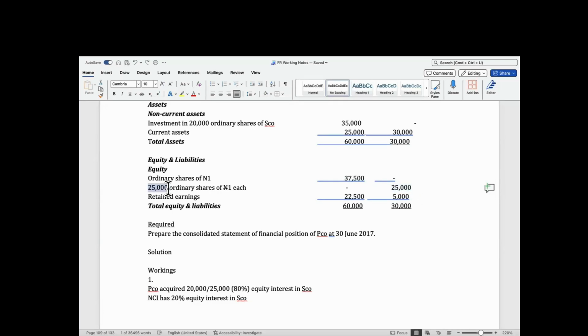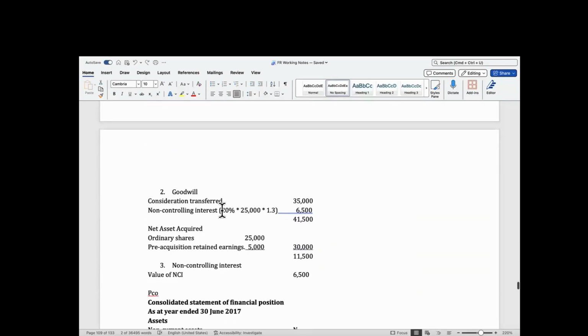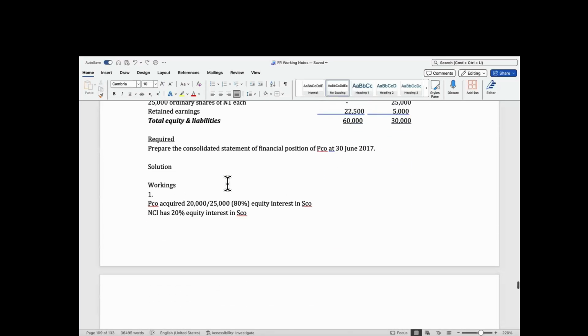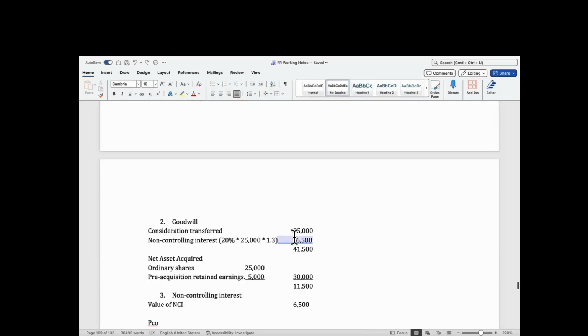Number of ordinary shares. If they don't give you this, you need to calculate it yourself. It's just whatever you have here divided by the nominal value will give you the number of ordinary shares. So 20% times 25,000 shares will give us the number of shares held by NCI multiplied by the share price of the subsidiary, which they will always give you. I was given the market price of the shares of ESCO as 1.30 kobo. With that, I can measure my NCI at 6,500.